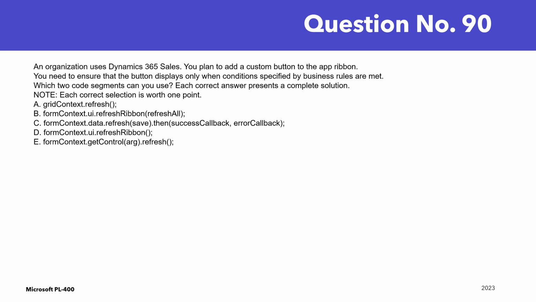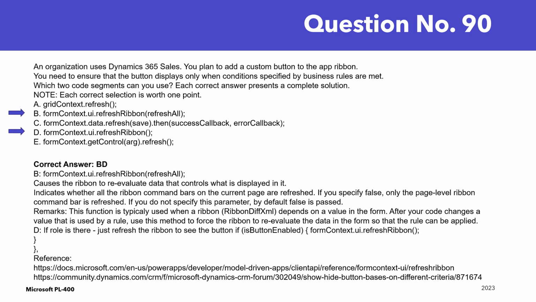A. gridContext.refresh. B. formContext.ui.refreshRibbon(refreshAll). C. formContext.data.refresh(save).then(successCallback, errorCallback). D. formContext.ui.refreshRibbon. E. formContext.getControl(arg).refresh. Correct answer: B, D.